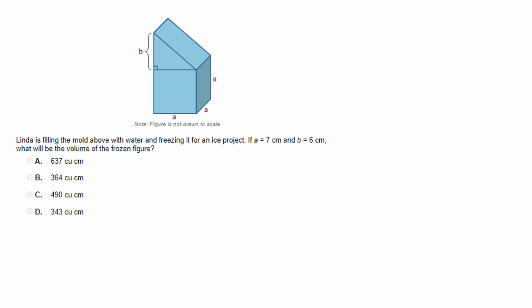Linda is filling the mold above with water and freezing it for an ice project. Okay, if A is 7 and B is 6, what is the volume of the frozen figure? So we are looking for volume. So we're going to look at the cube first. A times A times A. Okay, so we're going to look at the volume of the cube.